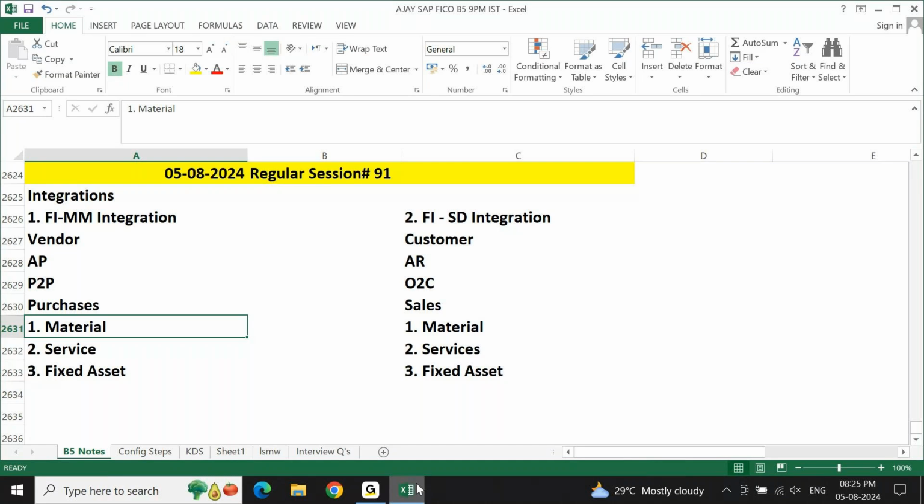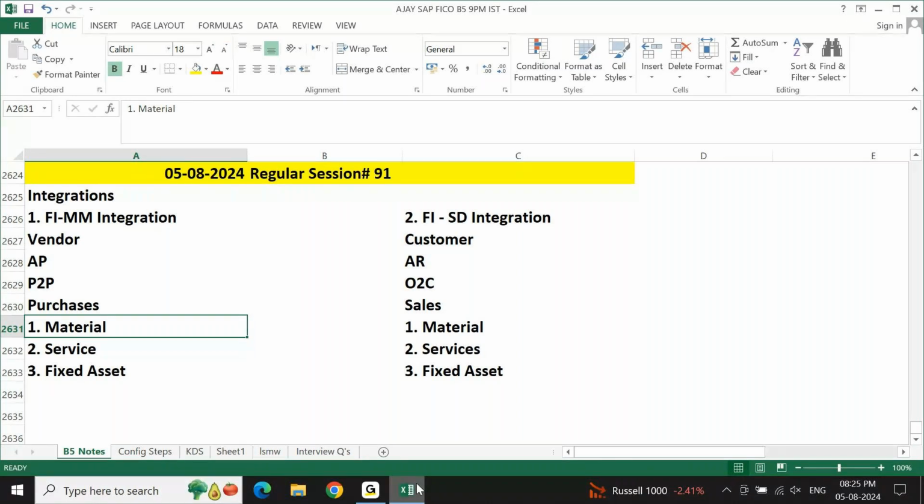Now, some transactions are happening in FI, some in MM, some in SD. Whatever is happening in SD, we are not bothered about it. Whatever the transactions are happening in MM, we are not bothered about it, provided there is no financial impact. If there is no monetary impact, we are least bothered about what is happening in MM, what is happening in SD.